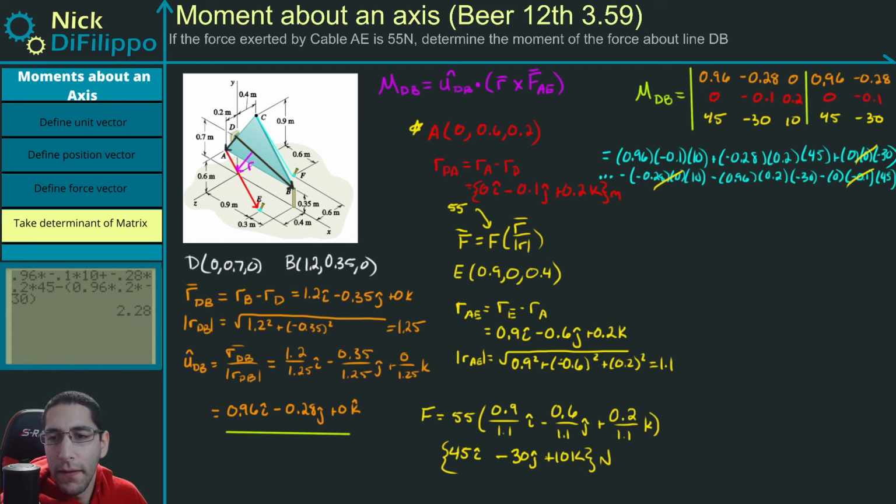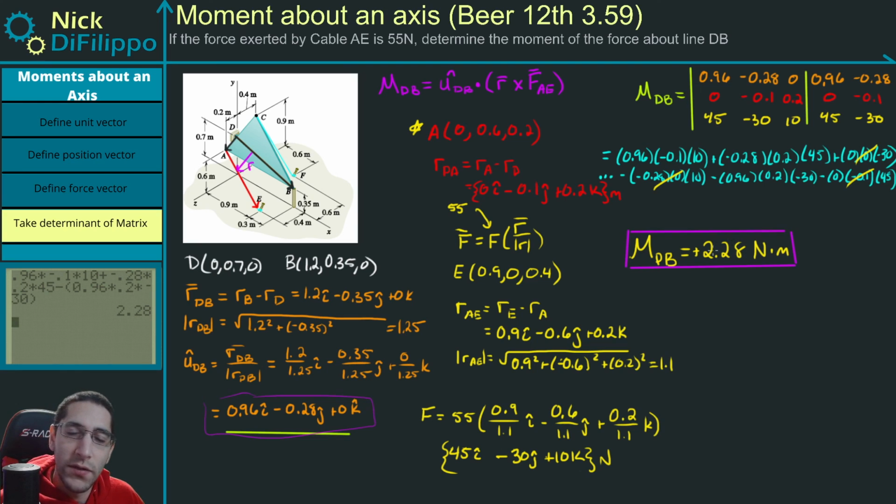And I get that my moment about the axis dB is going to be equal to 2.28 Newton meters. This is a positive 2.28 Newton meters. That means that my assumption of which way this unit vector pointed was correct. If it was incorrect and I had made the unit vector point from D to B, all that would happen is I'd have a negative value here. That's all that would happen. And this would be my answer in scalar form. If I wanted a vector form, I would take this 2.28 and multiply it by the unit vector, and that would give me a vectorized form.